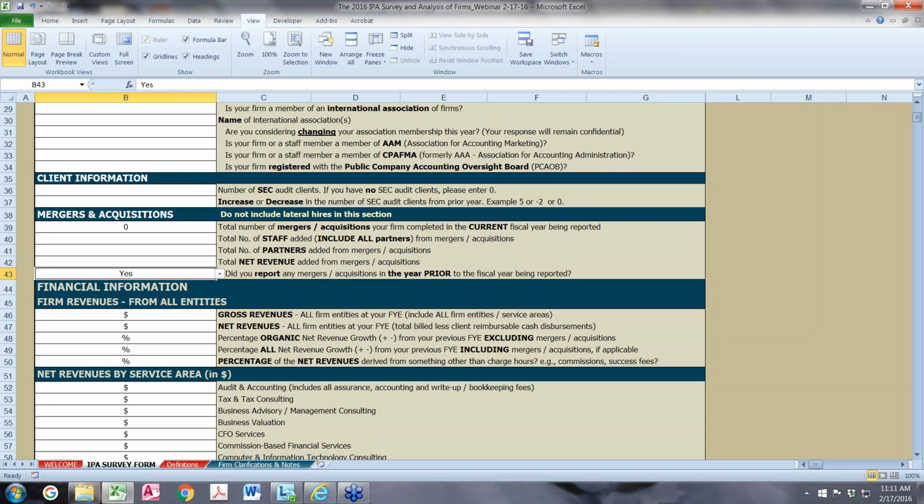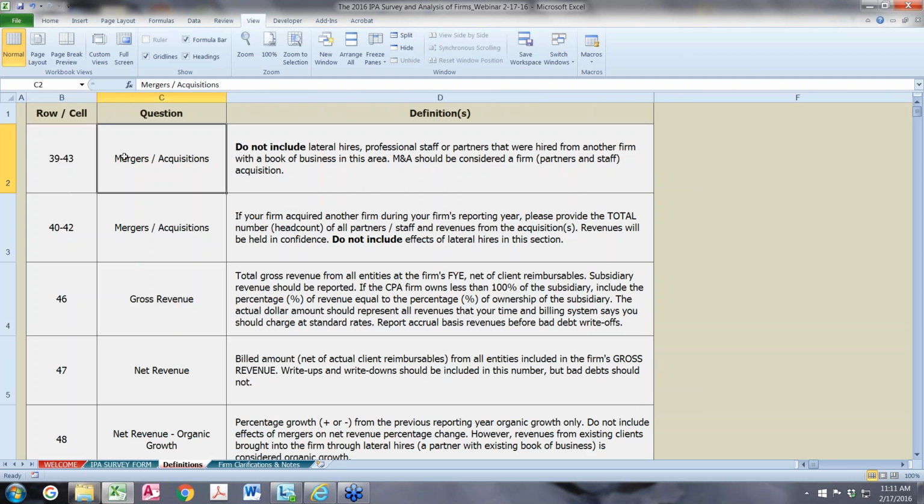Again, let's look at the definitions tab to find out what we're looking for here in rows 39 to 43. As you'll see, the definition for mergers and acquisitions does not include lateral hires, professional staff, or partners that were hired from another firm with a book of business in the area. M&A should be considered the acquisition of a firm with partners and staff, and that should be what you focus on.